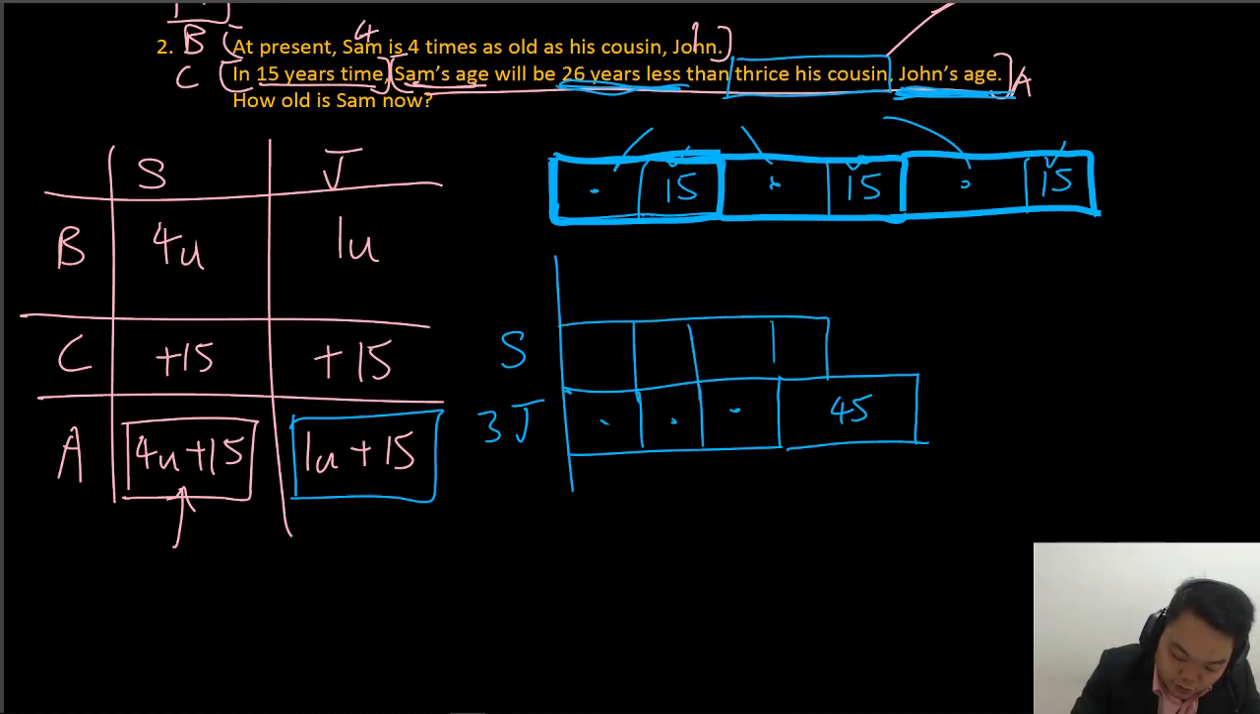Now Sam is going to have 4 of these blocks first. 4 units and 15. So let's draw out the 4 units first and draw out the 15. His length is still going to be shorter than 3 times of John's age by 26.